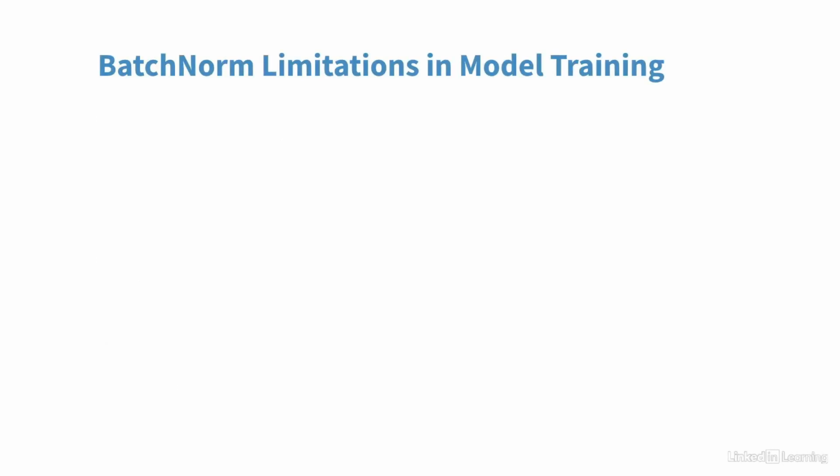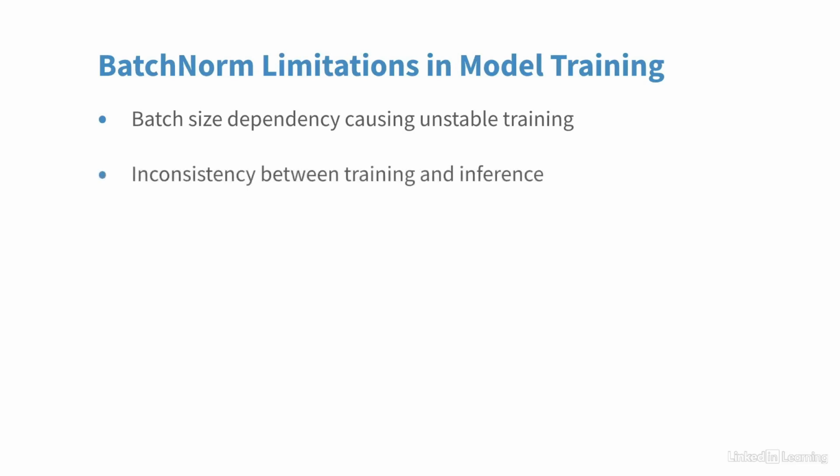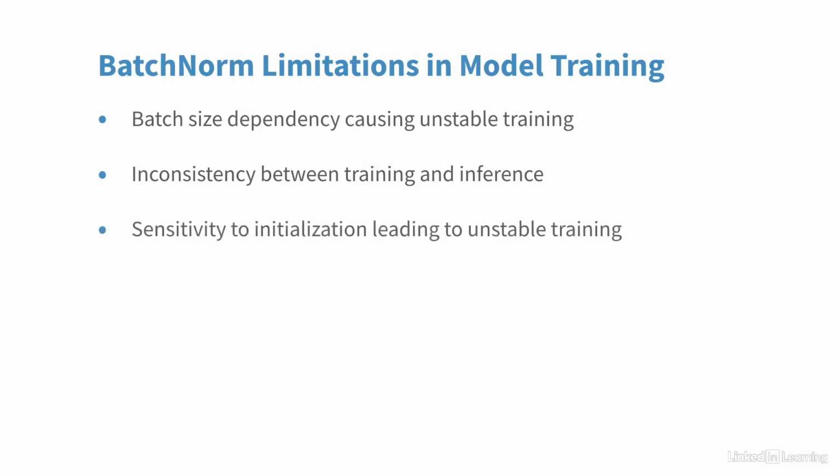Batch normalization does have its flaws. For example, batch norm normalizes features based on the batch mean and variance. Small batch sizes can lead to inaccurate estimates and unstable training, a common issue due to memory constraints. Batch norm uses batch statistics during training and running averages during inference, which can cause discrepancies, especially with small batch sizes. Poor initialization of network parameters can affect batch norm's performance, leading to unstable training with exploding or vanishing gradients.